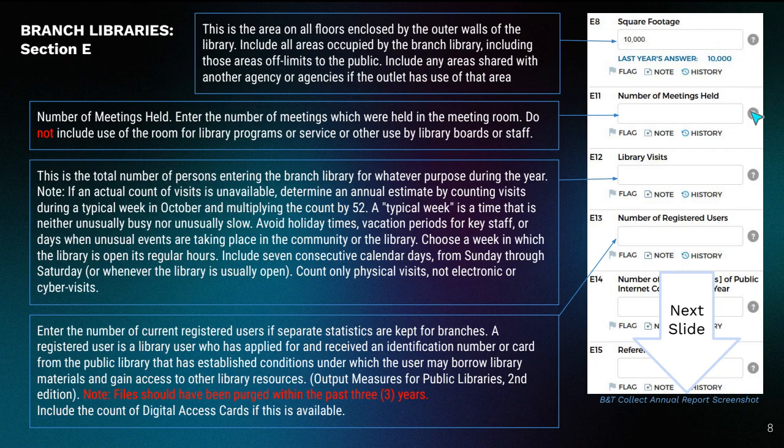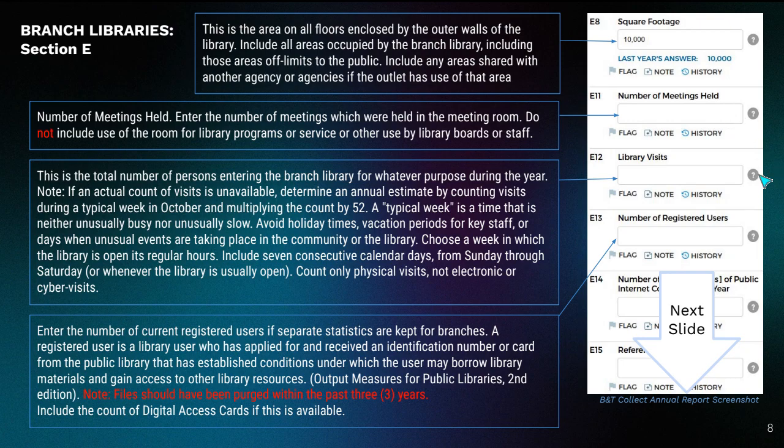Number of meetings held. Do not include the use of the room for library programs or services or other use by library boards or staff. So we want the number of meetings, which means public use of the room, not the program staff.